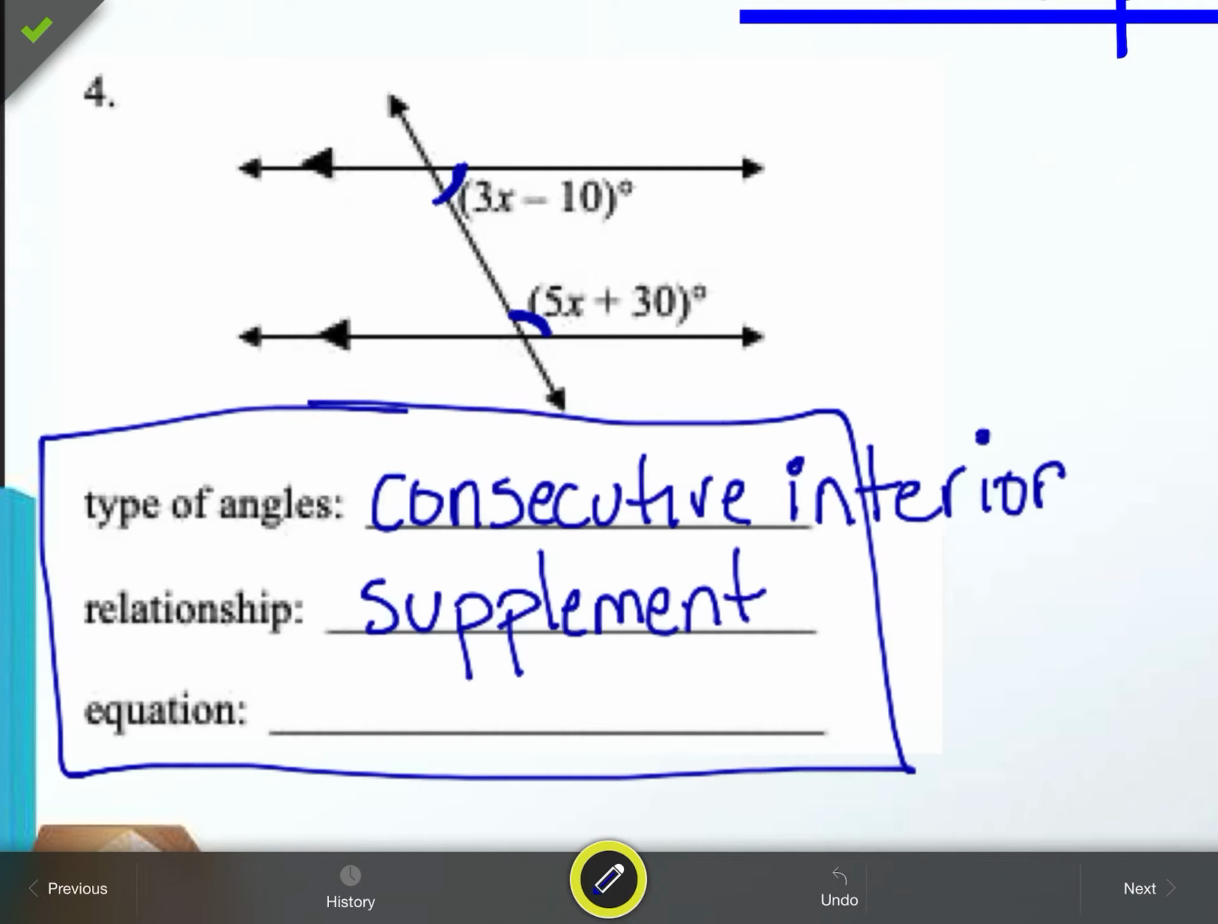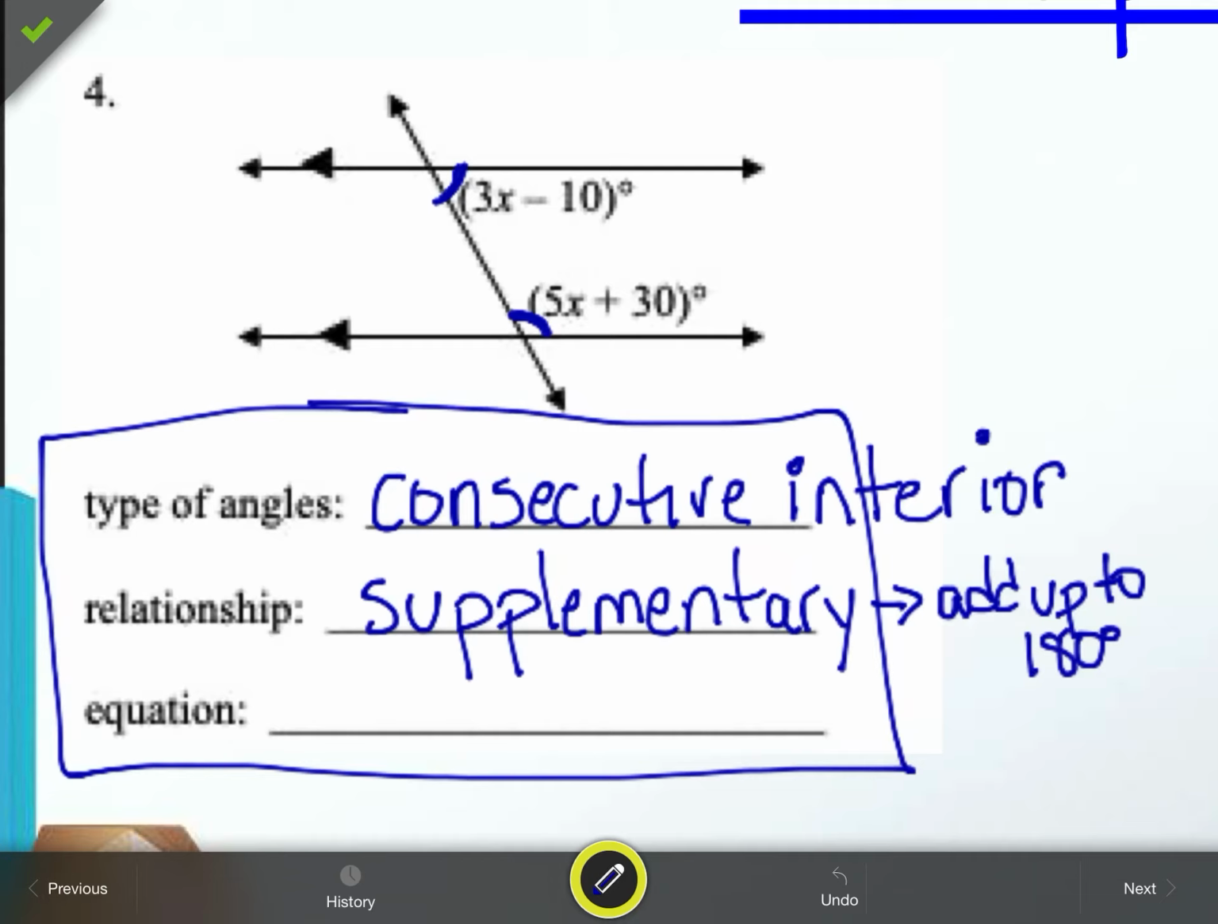Consecutive interior angles are, good, supplementary. Now, remember, what does supplementary mean? It means they add up to 180. Sorry guys, allergies are kicking my tail. All right, so they add up to 180 degrees.